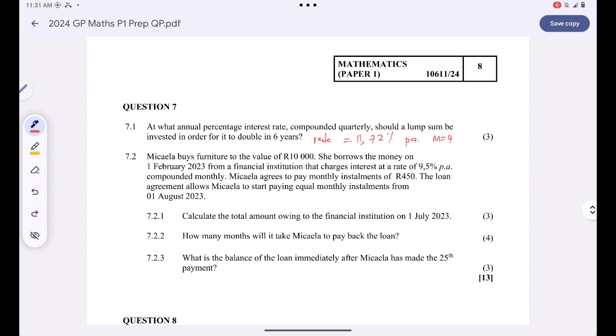So Michaela will skip how many months? Will skip the months of March, April, May, June, July. So the first 5 months, rather, Michaela will skip those payments according to the agreement with the borrower. Are we together?